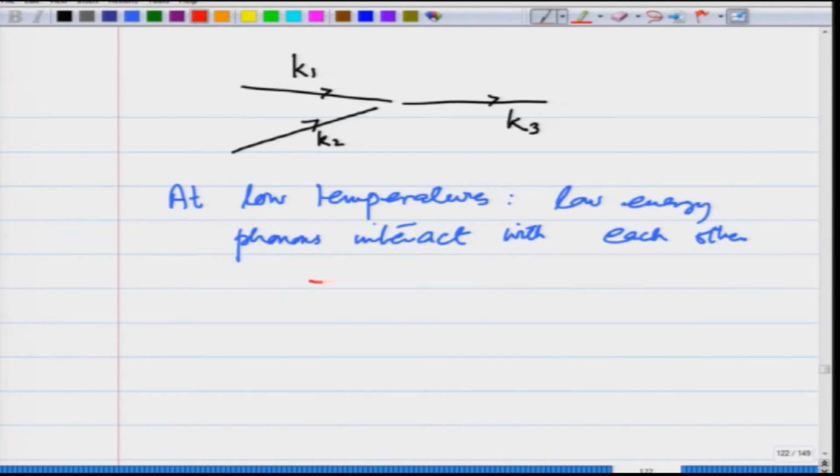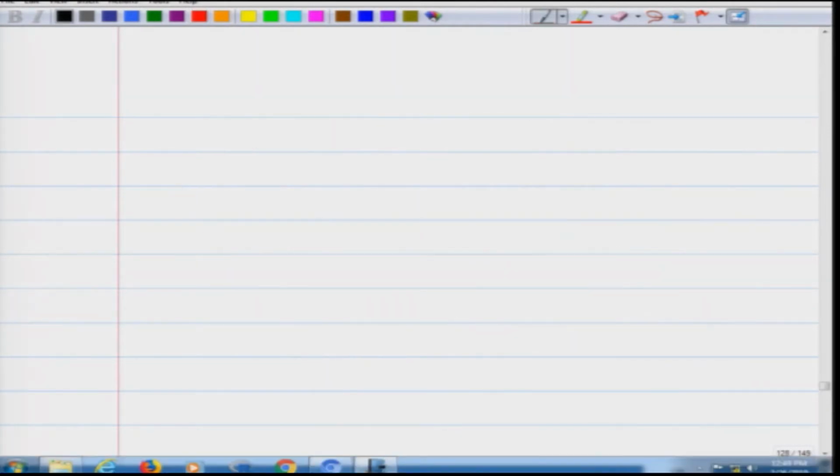So, suppose I have a Brillouin zone, one low energy phonon comes in, another low energy phonon comes in, and you get a final K which is very small. These are known as normal, or in short N processes. So, even if the phonons scatter or combine together, after this interaction they still continue to carry energy forward in this normal scattering or normal process.